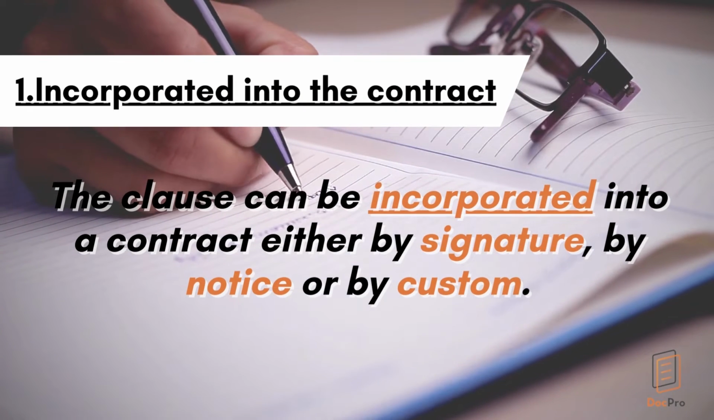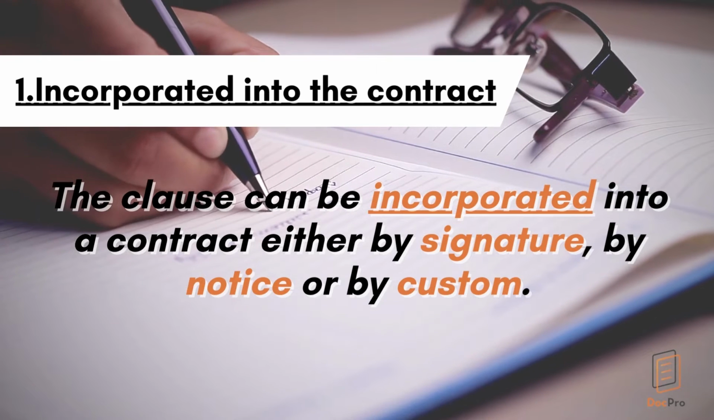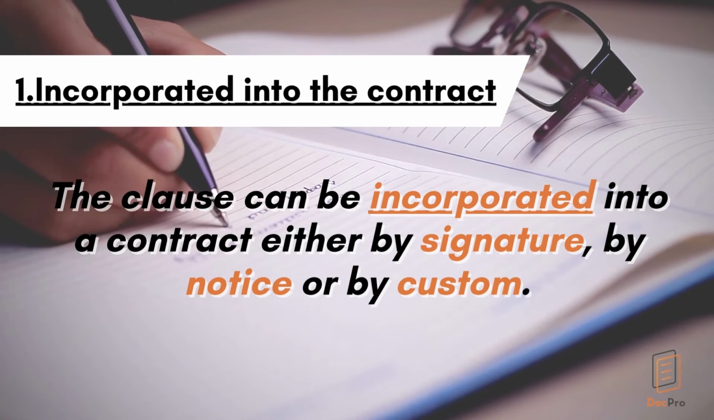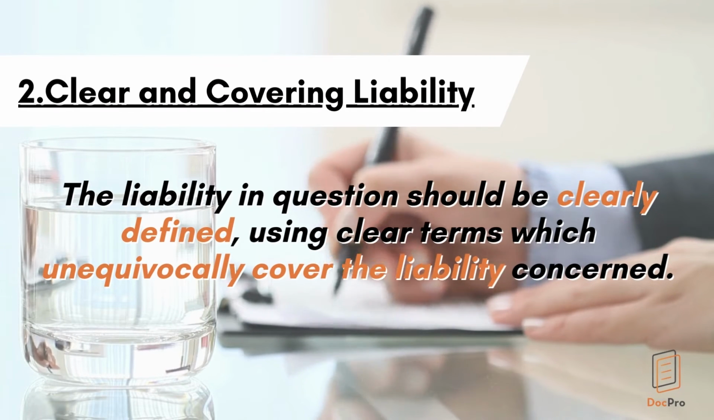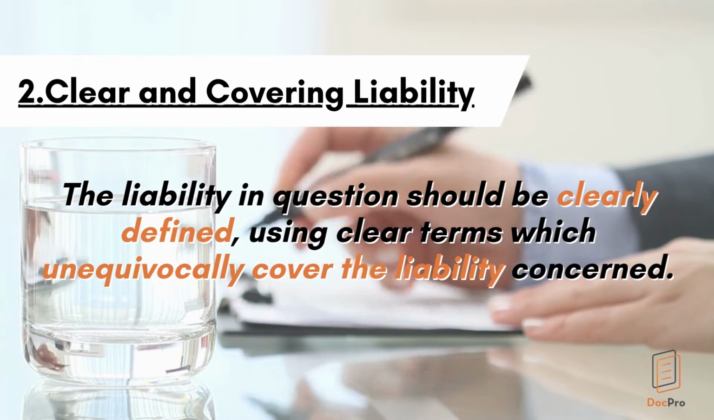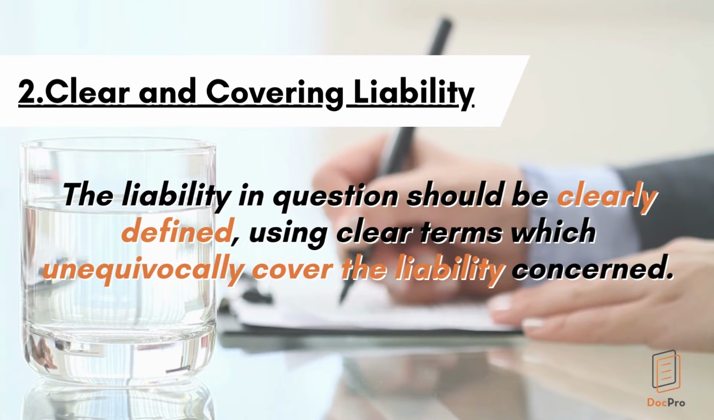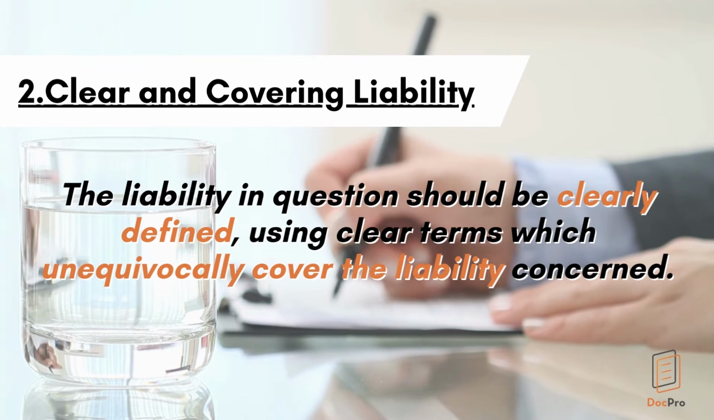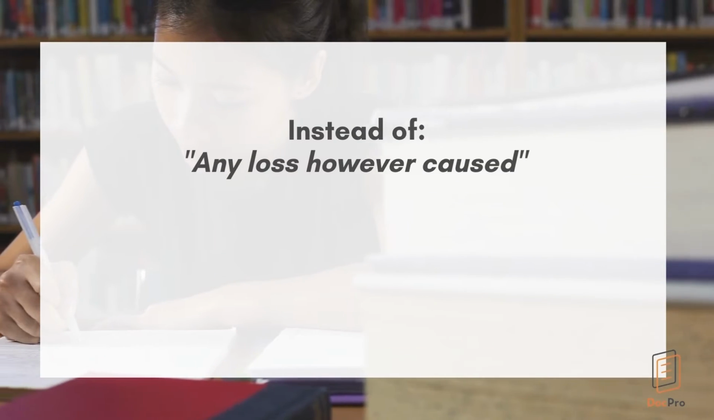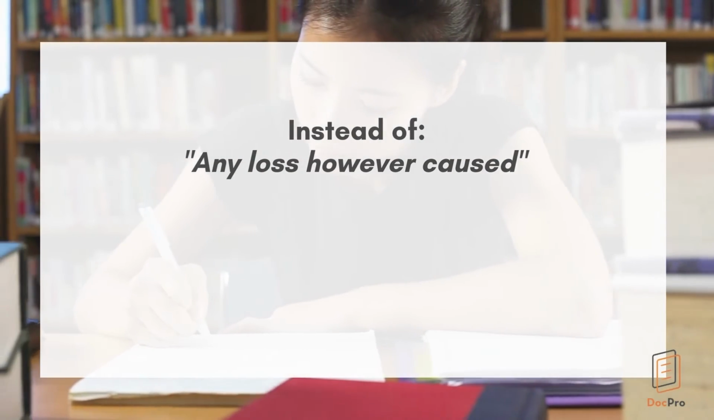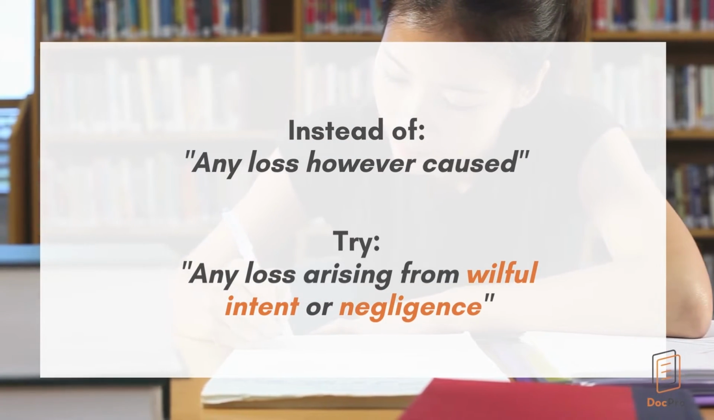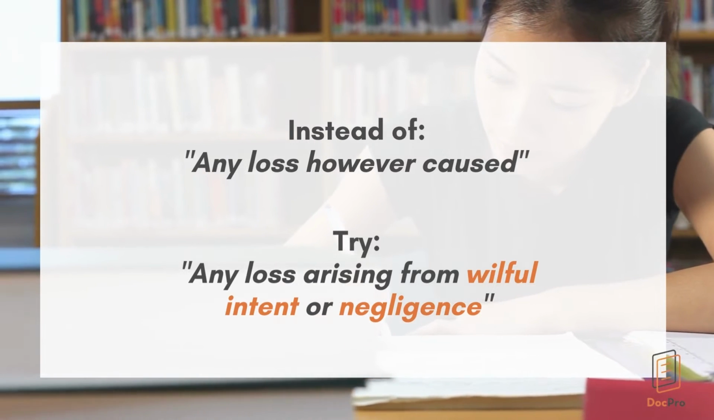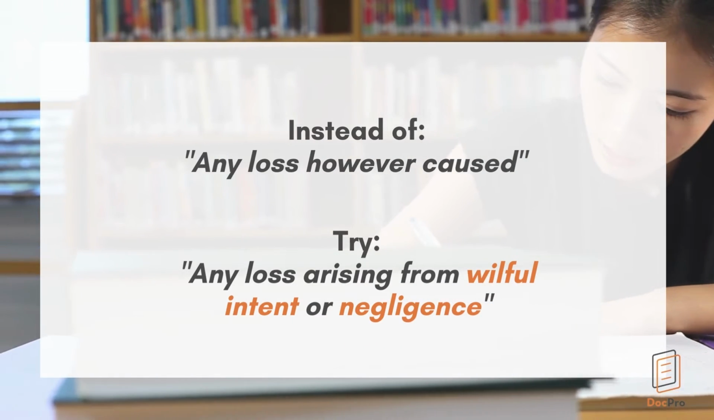The clause can first be incorporated into a contract either by signature, by notice, or by custom. The liability in question should be clearly defined when drafting these clauses, which can be done by using clear terms which unequivocally cover the obligation or liability concerned. For example, instead of general wording to exclude any loss however caused, it would be helpful to use more specific terms, such as excluding any loss arising from willful intent or negligence.